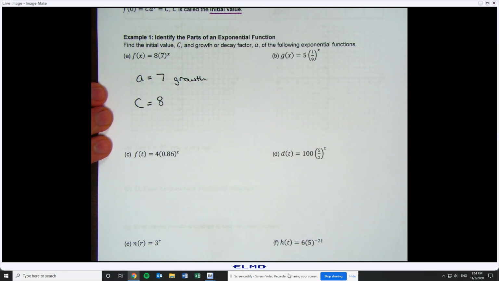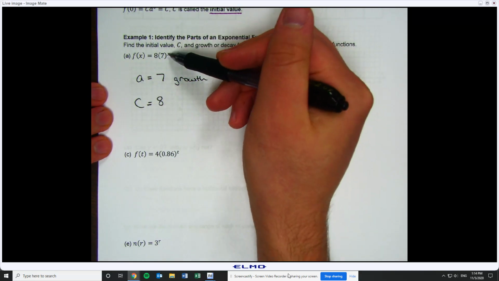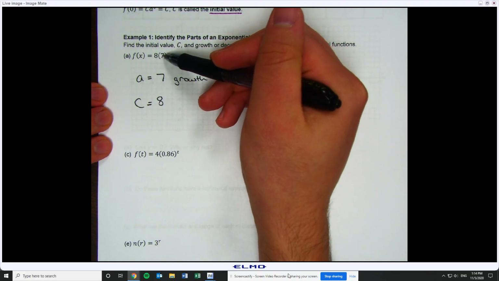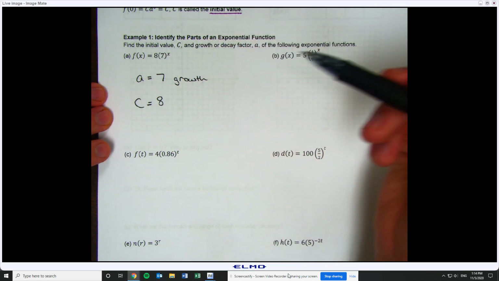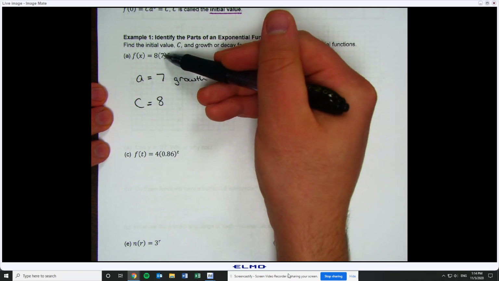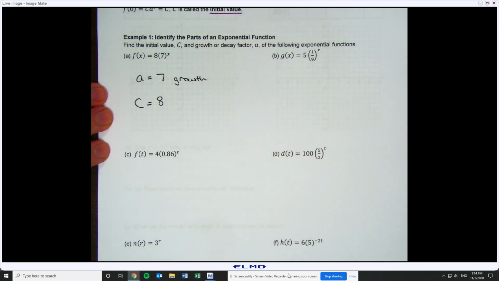And again, the reason we call this a growth is every time I change this exponent, I'm multiplying by another 7. 7 times 7 is 49. That gets bigger. The more times you multiply by 7, the bigger it gets.